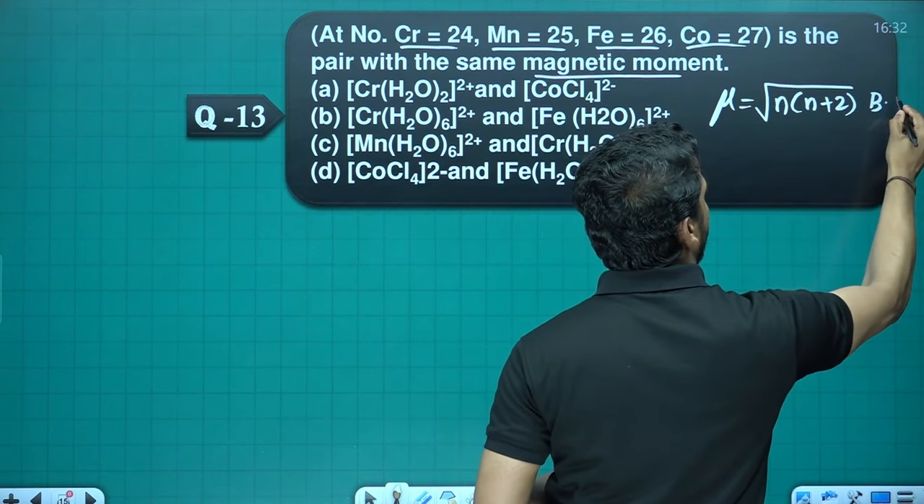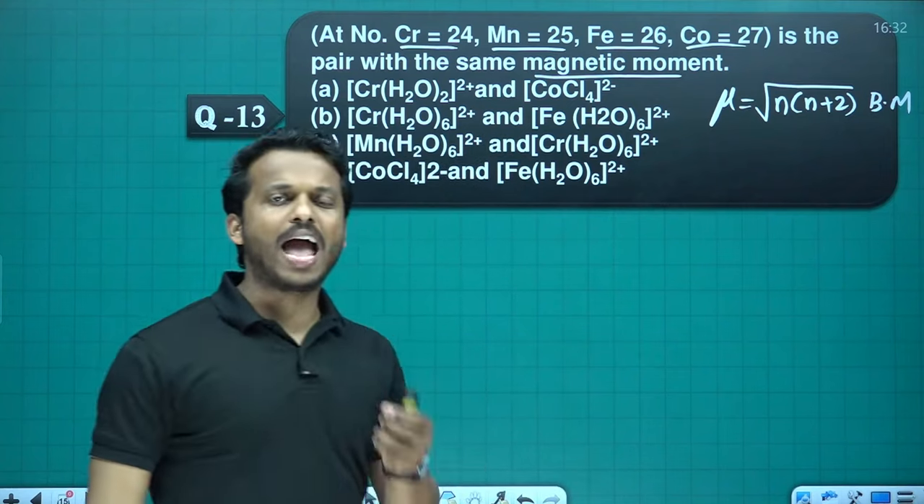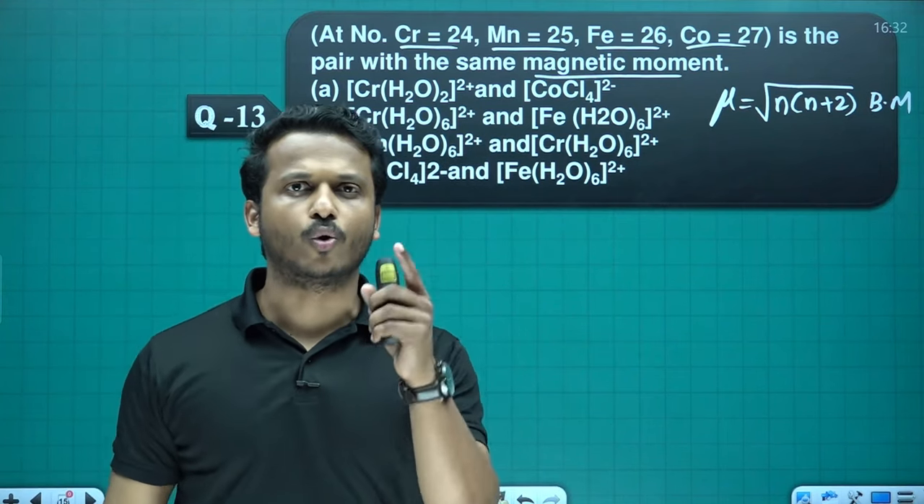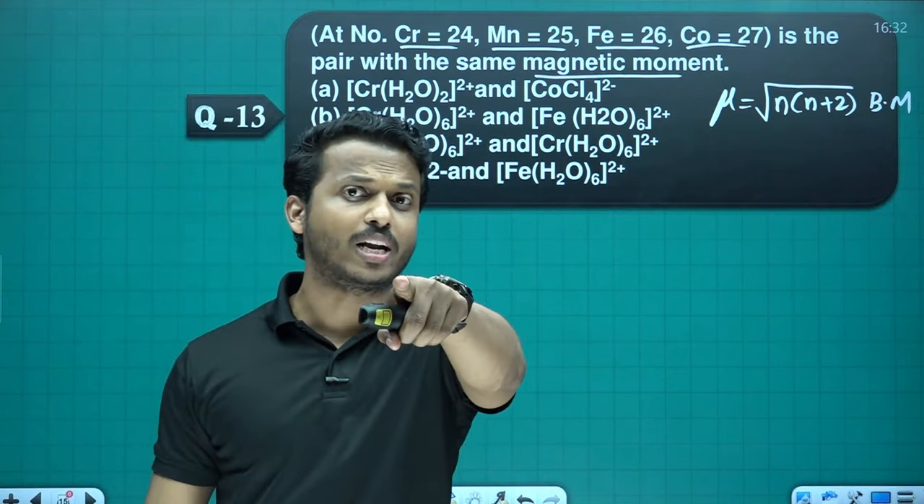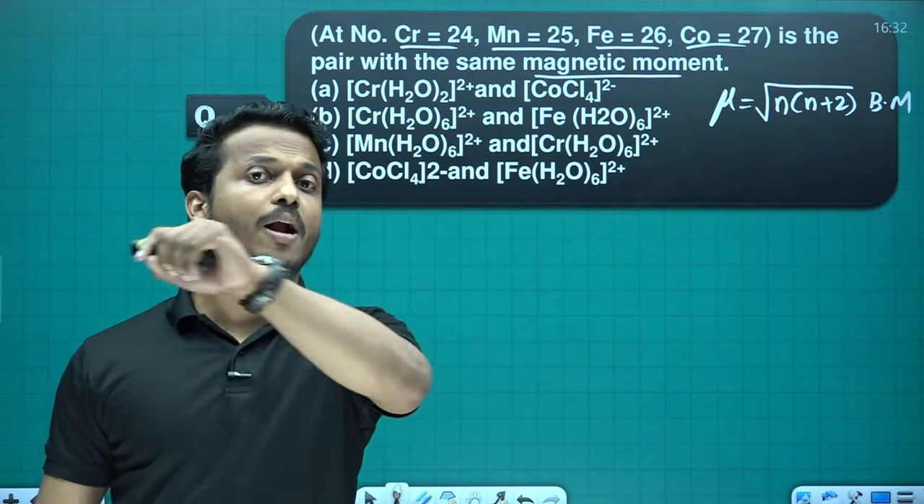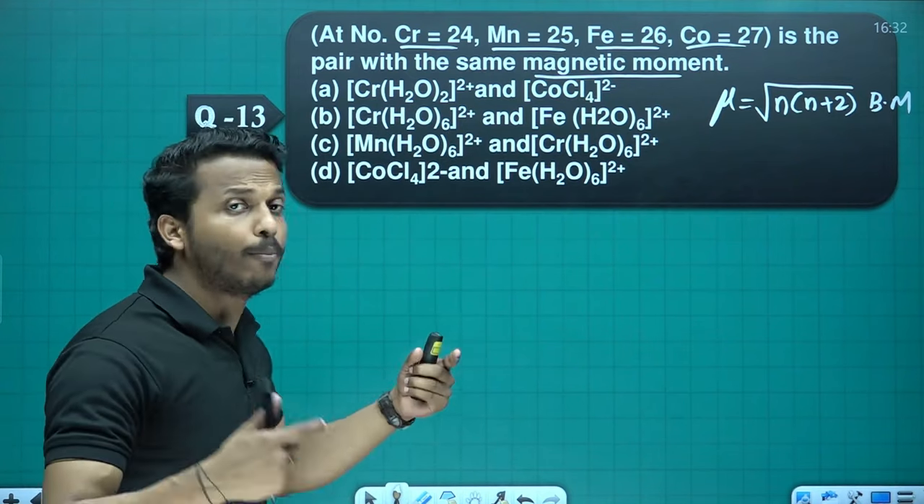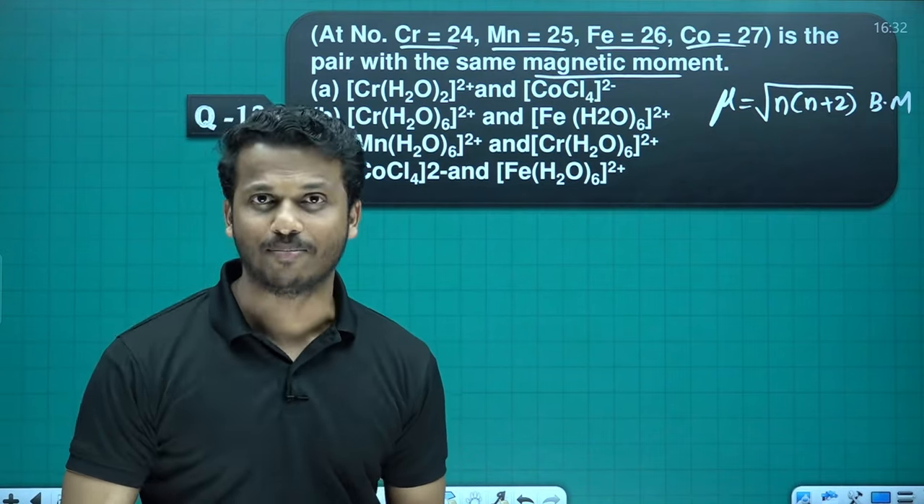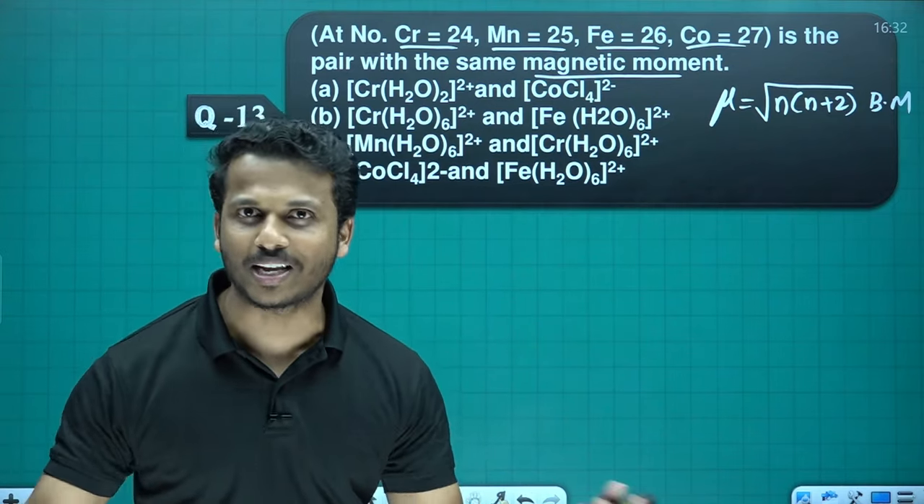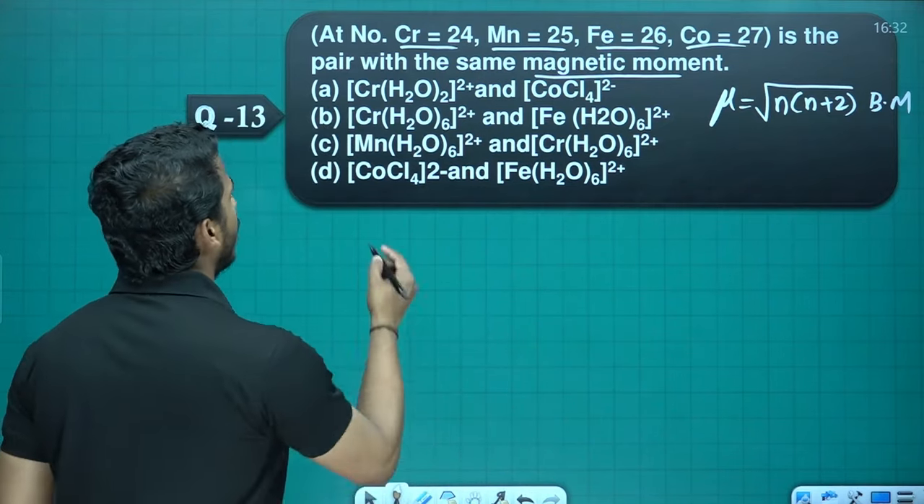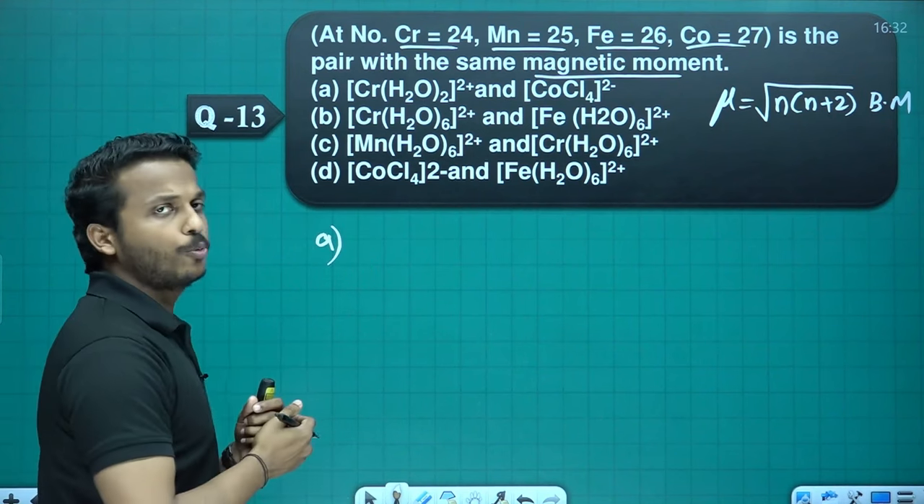The unit is Bohr magneton. Magnetic moment μ is equal to root of n(n+2). You know what that n is? n is the number of unpaired electrons. So where the number of unpaired electrons is the same, the magnetic moment is also the same. So let me check option A.